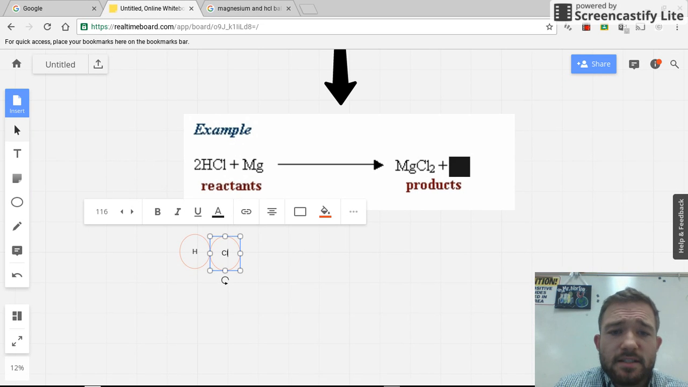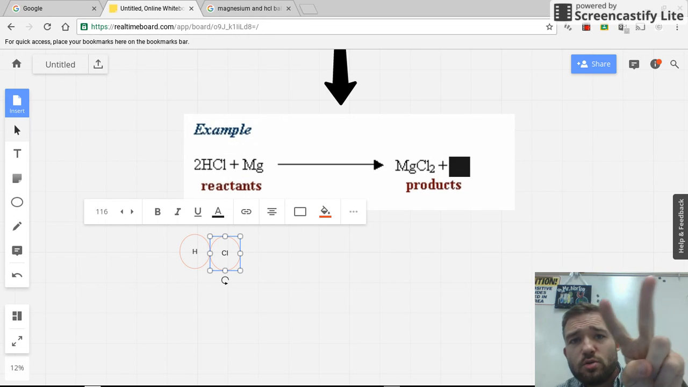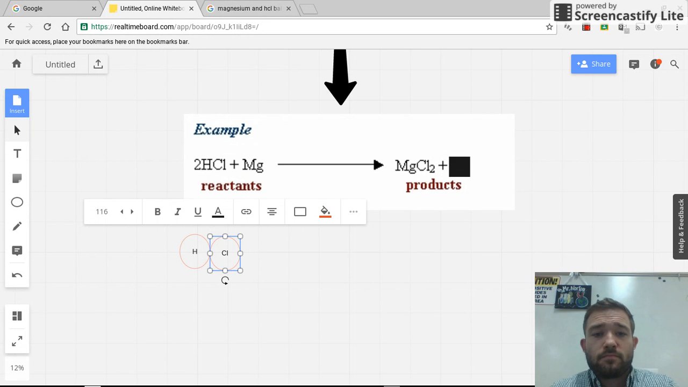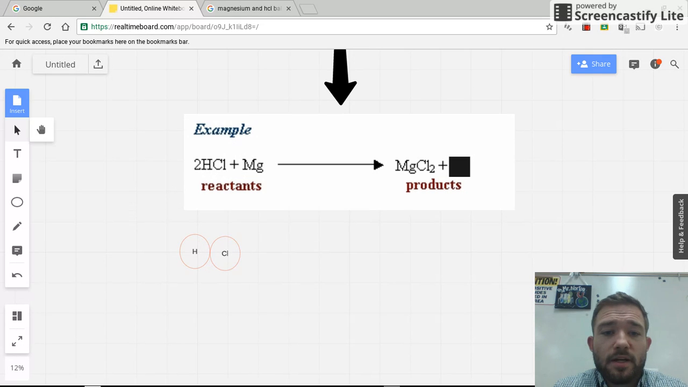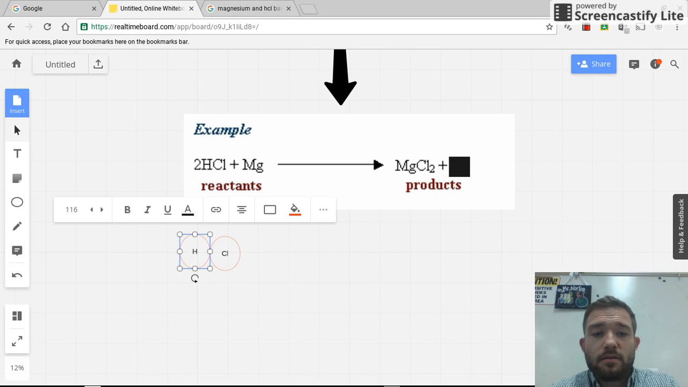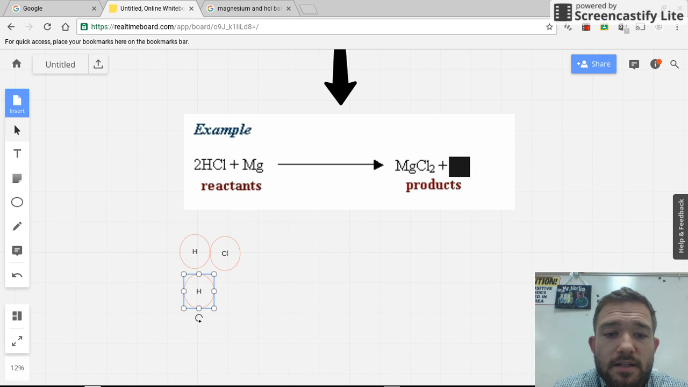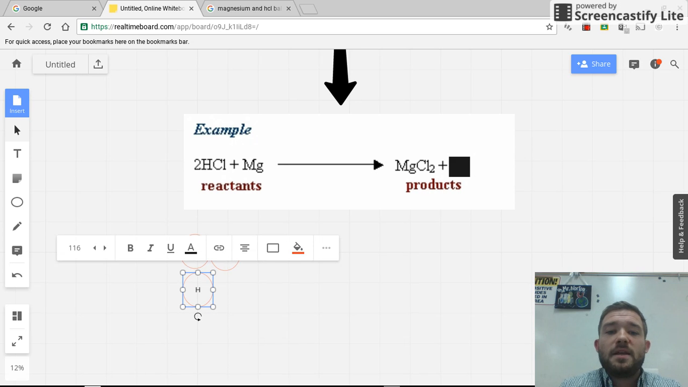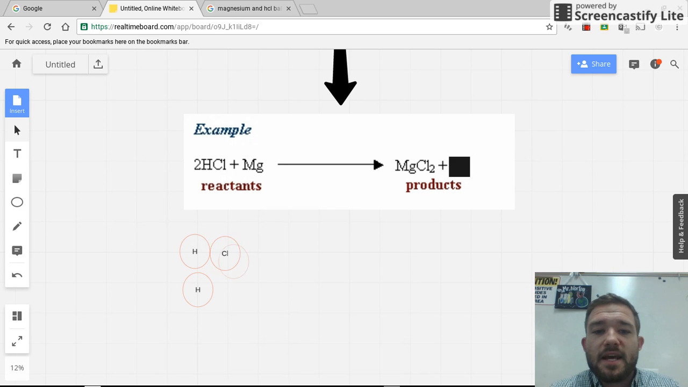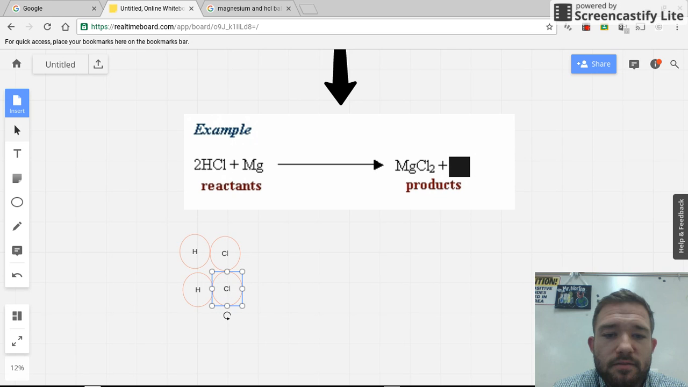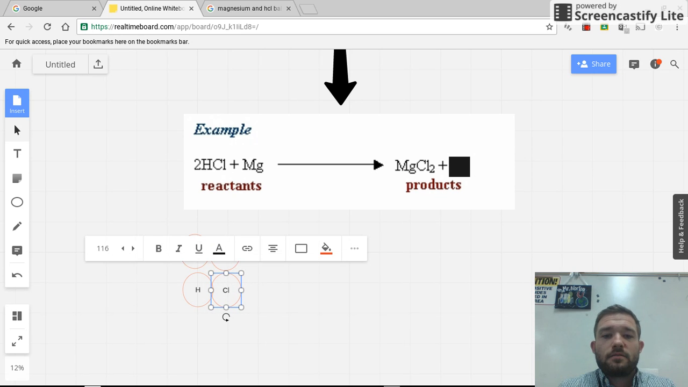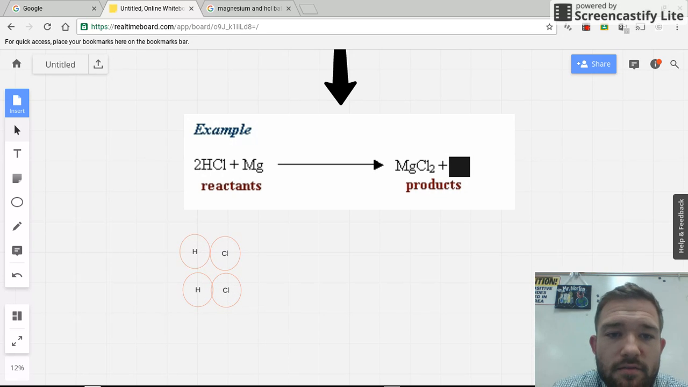Now the hydrochloric acid, there's not just one molecule of it. I'm looking up here, I'm seeing that there's 2 molecules of it. Get my pointer back here. So I need to make 2. Now they're not touching each other. It's just how many molecules of hydrochloric acid it takes to get the reaction to happen. 2 molecules of HCl. That's half of my reactants.